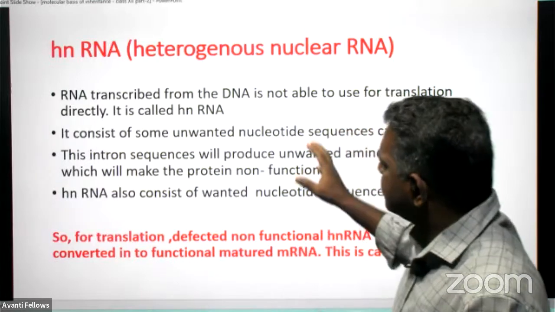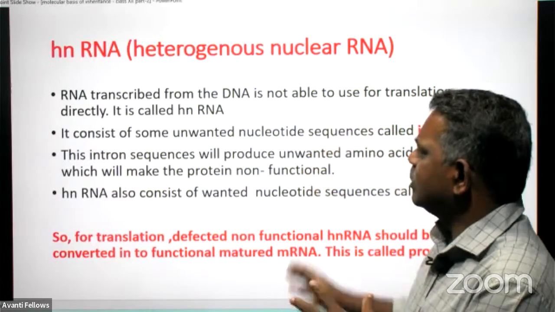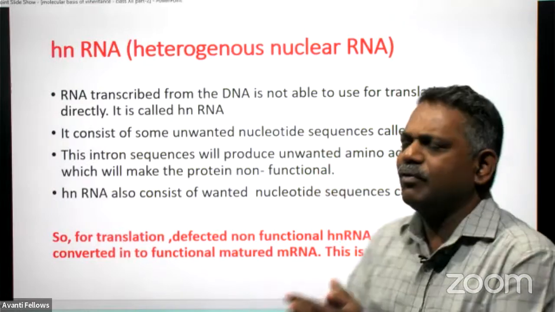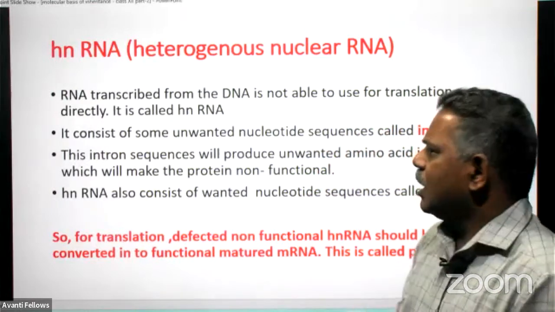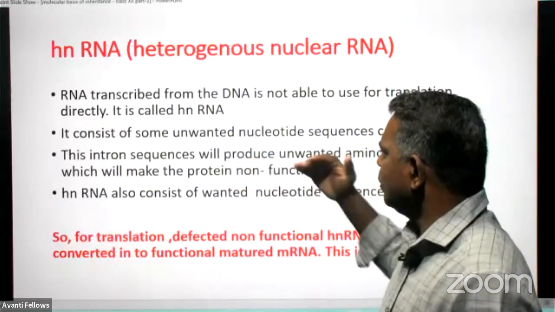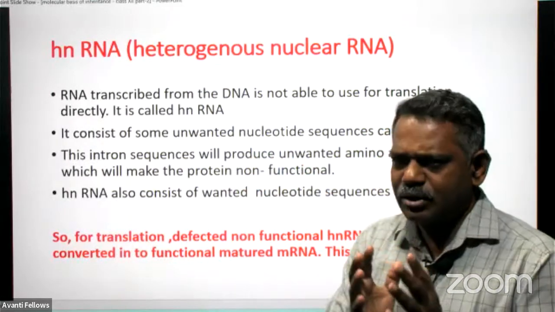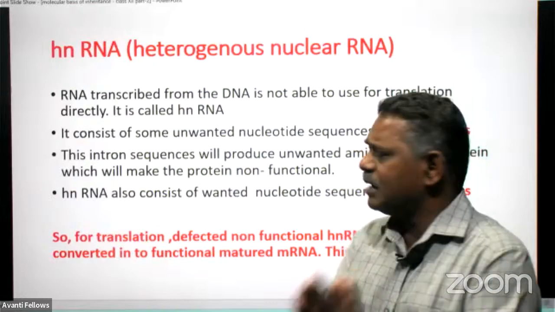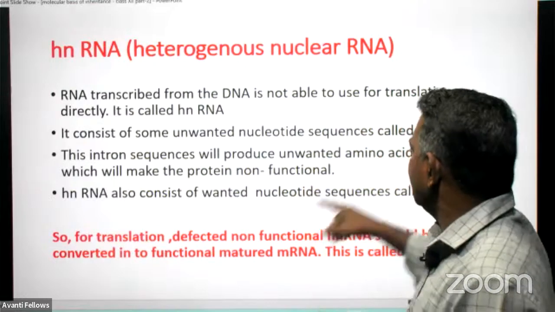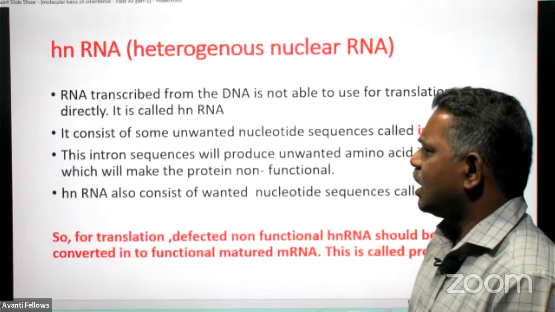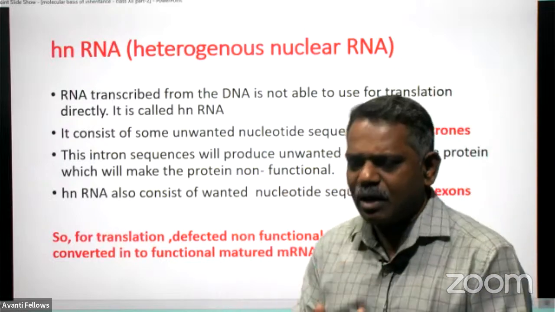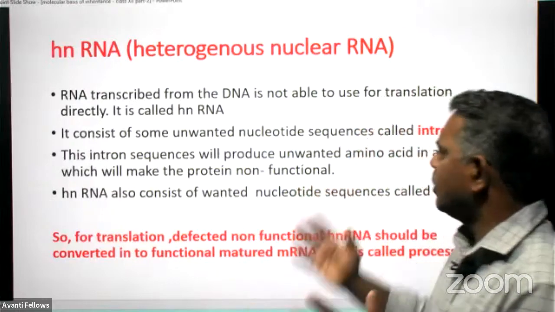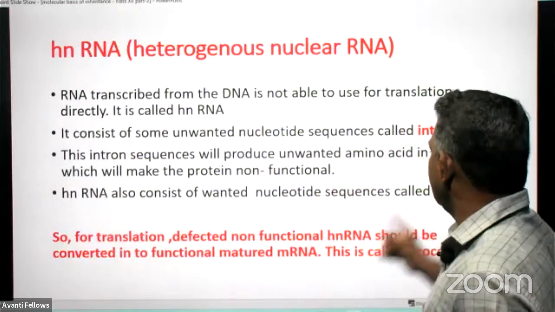Whatever sequence of nitrogenous bases is not required for producing a particular protein should be removed. Such unwanted nucleotides for the production of a particular enzyme present in the RNA are called what? The intron, the unwanted sequence, and the remaining wanted sequence, or the required sequence of nucleotides for producing that protein, is called what?